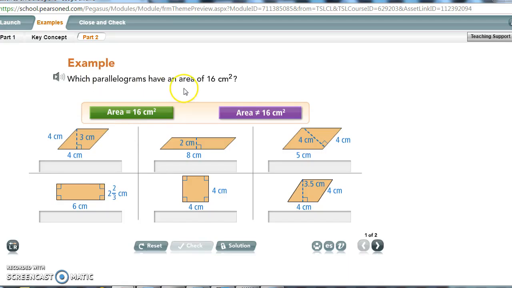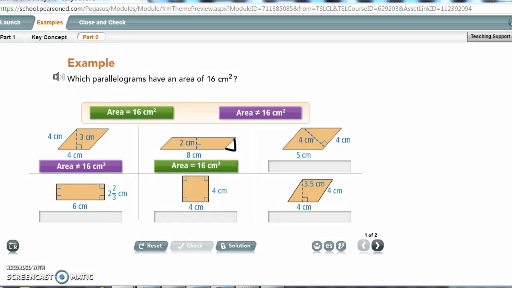So, which parallelograms have an area of 16 centimeters squared? So looking at this, I would plop this over here, and this now becomes 4 times 3. Well, 4 times 3 is 12, so I know that that does not equal 16. Looking over here, we're going to take this side of the parallelogram and flop it over here. So I have 8 and 2. Well, 8 times 2 is 16, so that will work.